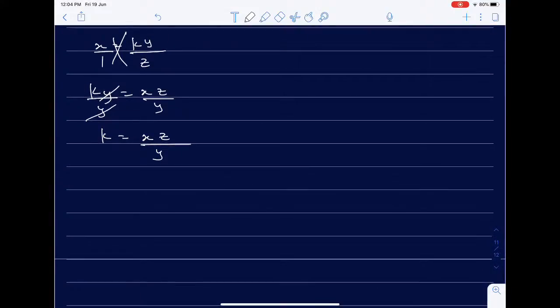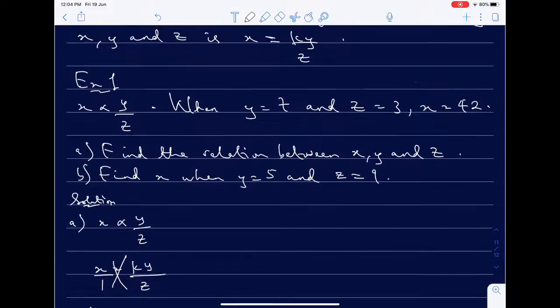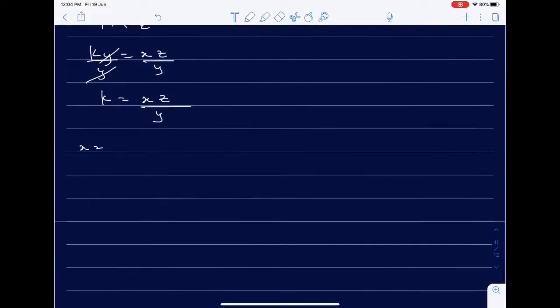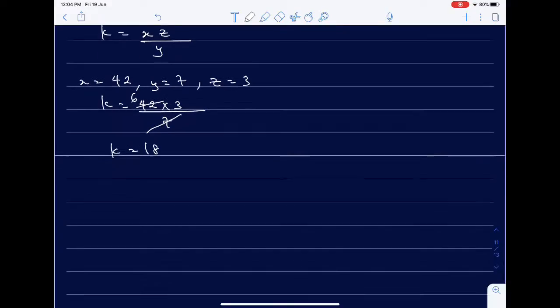And we know that x equals, from the question, x equals 42, y equals 7, and z equals 3. So that means k is equal to 42 times 3 all over 7. And that simply means, of course, 7 here 1, 7 in 42 is 6, and 6 times 3 is 18. So that means k is equal to 18.